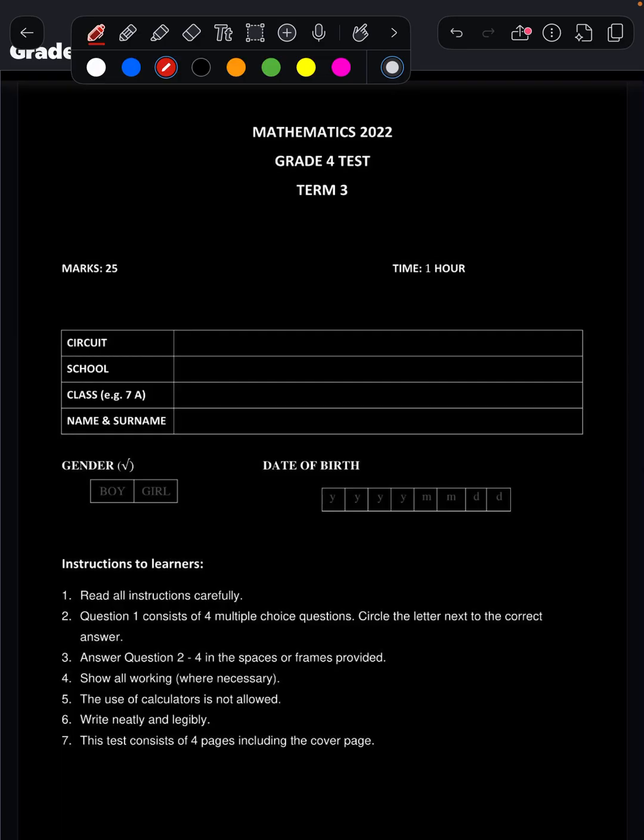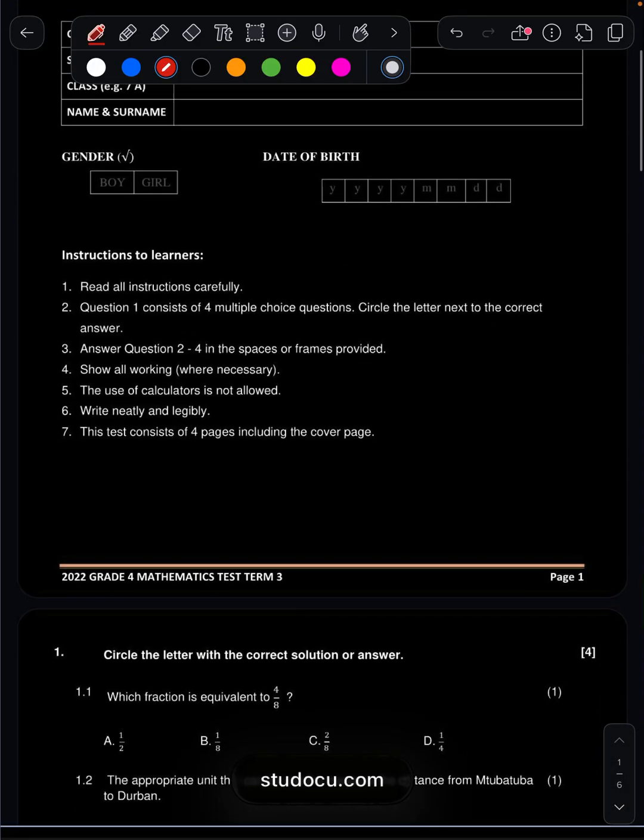So first of all, if we look at the instructions, it says question 1 is multiple choice. Questions 2 to 4, we've got to show our workings out. We are not allowed to use a calculator. And that's about it. So I'm going to work through every question in this one. Let's get into it.